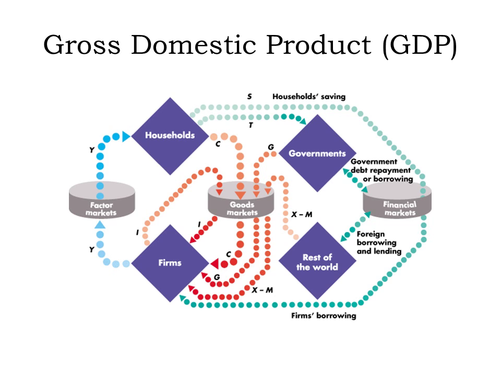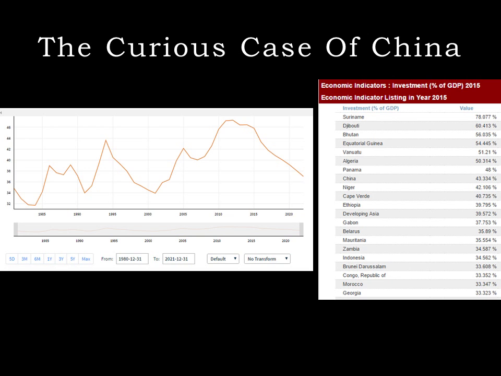But what's GDP mathematically? Here's the equation. GDP, Y, is equal to C, the consumption of the households, plus I, the investments made by the firm, plus G, the spendings of the government, plus X minus M, that is the net exports of the nation. Let's get back to the case of China.